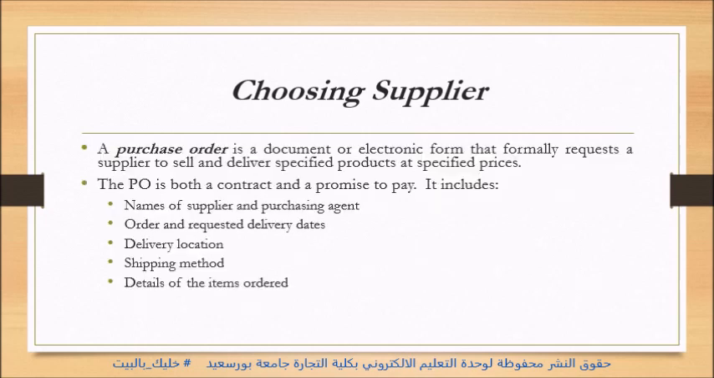A purchase order is an electronic form that formally requests a supplier to sell and deliver specified products at specific prices. It's also a promise to pay and becomes a contract once the supplier accepts it. The purchase order includes the name of the supplier and the purchasing agent, the order and requested delivery dates, the delivery location and shipping method, and the information about items ordered.